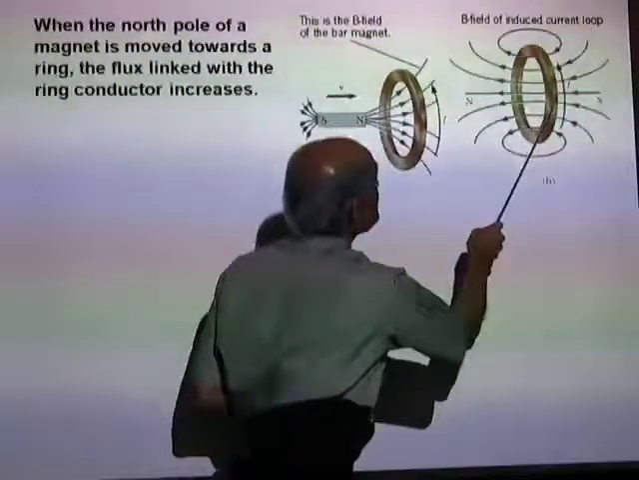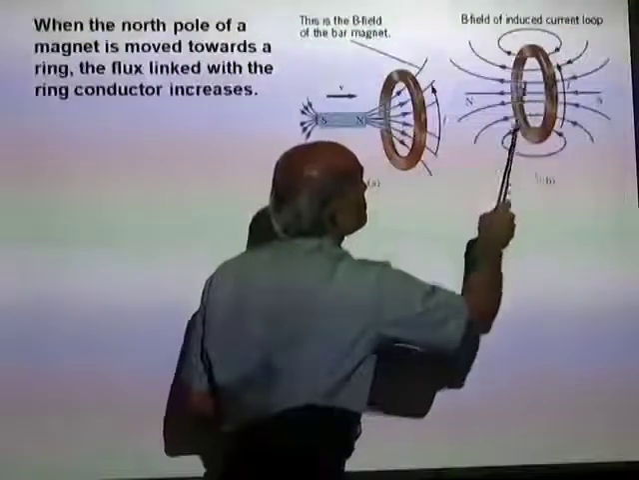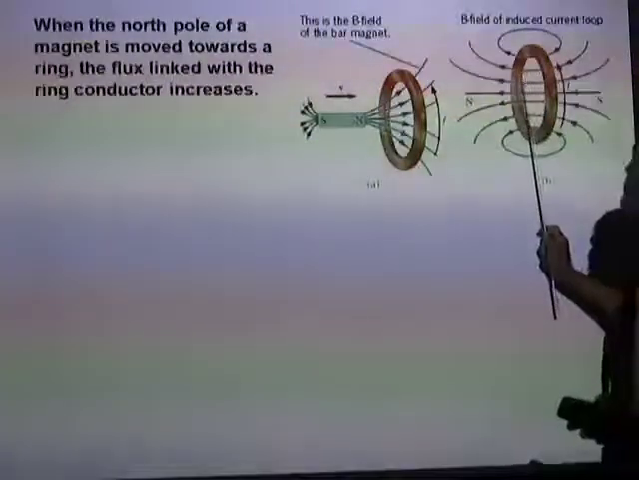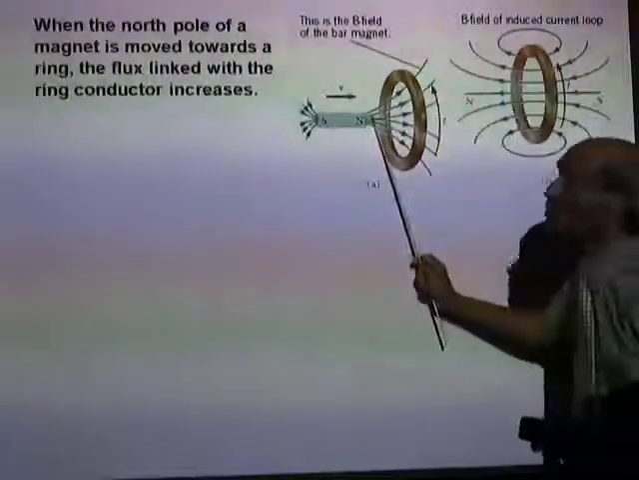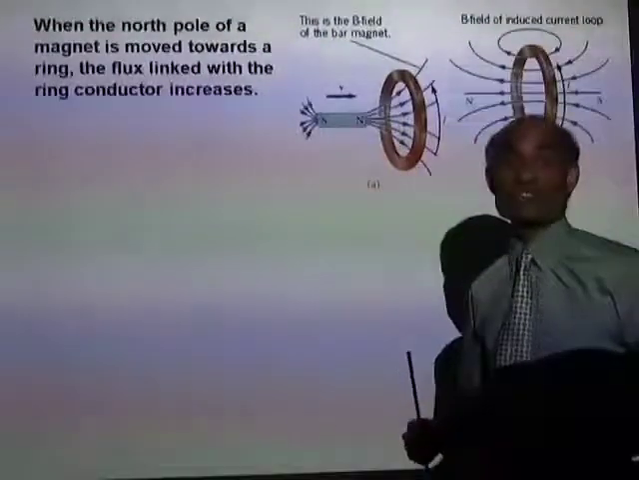Now, that means this is the induced current, and the magnetic field produced by the induced current will be then this. And this magnetic field will oppose this increasing magnetic field. That is what Lenz's law says.